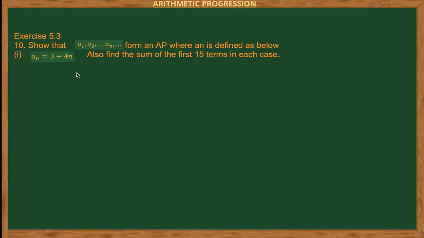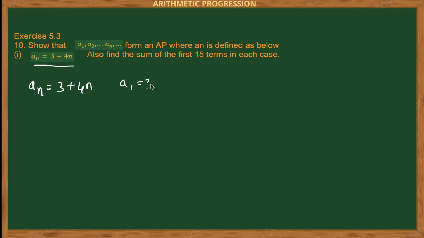So we need to find two parts. First we need to find the unknown variables, and make sure there is an arithmetic progression. How do we say it is an arithmetic progression? If the difference is constant, then we can prove there is an arithmetic progression. So let's get started with the information provided here. It says that an is equal to 3 plus 4n. First term we need to find. First term is nothing but a1.